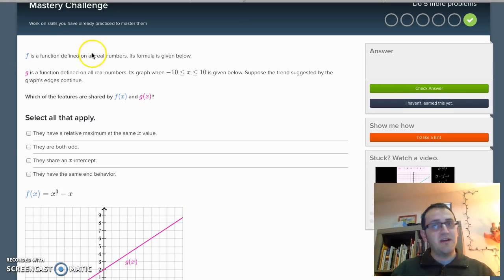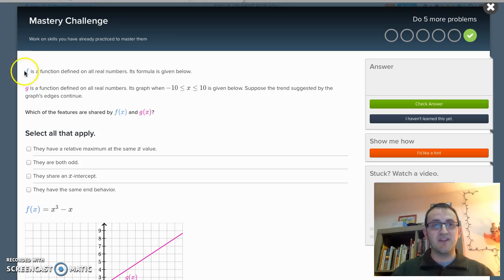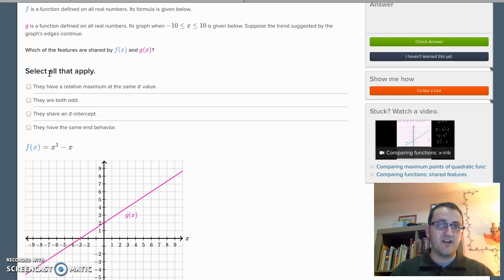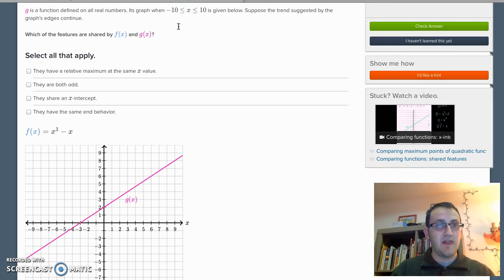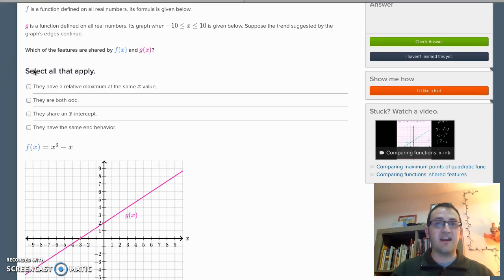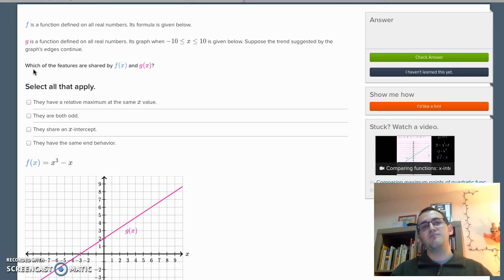This question, I'm going to pretend like I read this. It says f is a function that is defined on all real numbers, and its formula is given below. And g is defined on all real numbers, and its graph is when x is between -10 and 10. So what features are shared by both f of x and g of x? Now, this question, maybe for some people, would seem kind of wordy. So there are some options here if you are stuck.